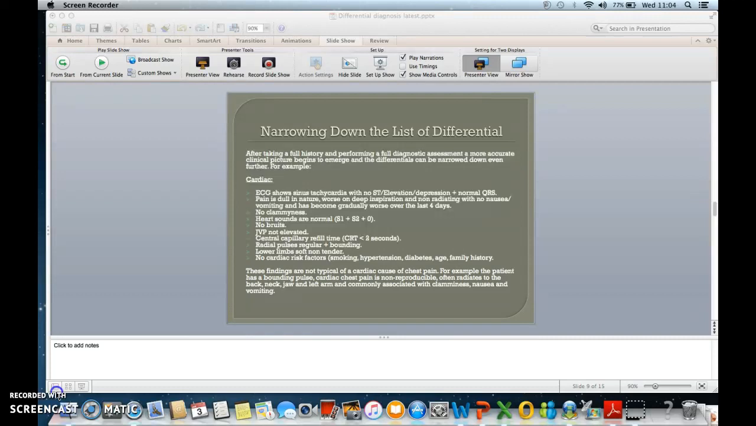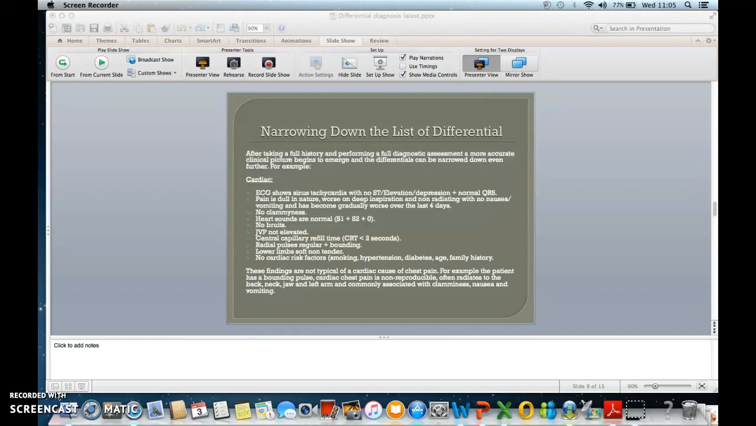For example, from a cardiac point of view, his ECG shows sinus tachycardia with no ST elevation, depression and a normal QRS, so we can rule out a STEMI, not an NSTEMI at this stage. His pain is dull in nature, worse on deep inspiration, and non-radiating, with no nausea or vomiting, and has become gradually worse over the last 6 days.